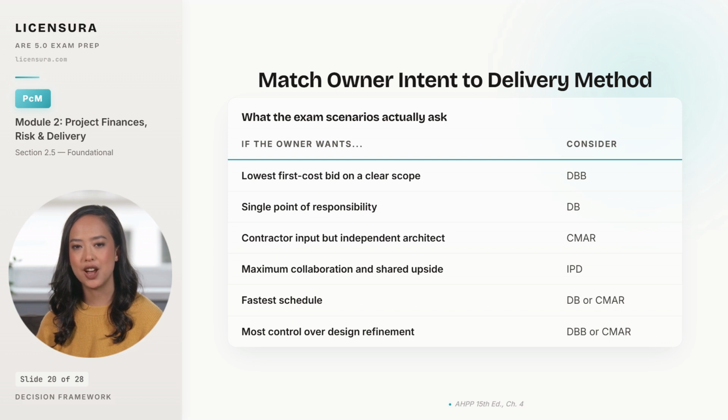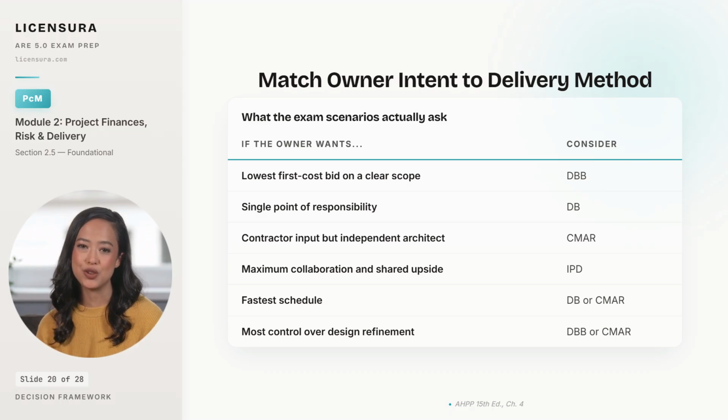An owner who wants contractor input during design, but does not want to give up their direct relationship with the architect, picks CMAR. That combination is the entire reason the method exists. An owner who wants maximum collaboration and is willing to share both risk and reward to get it, picks IPD. If the dominant priority is schedule speed, DB and CMAR both fast-track well. DBB does not. And if the dominant priority is maximum design control all the way through construction documents, DBB and CMAR both preserve the architect-owner relationship.